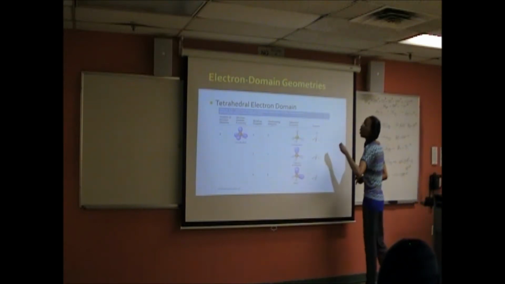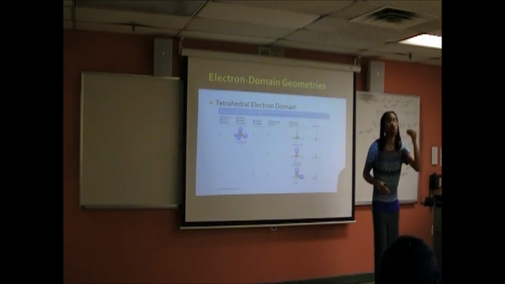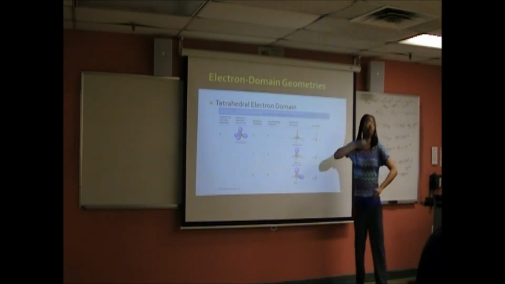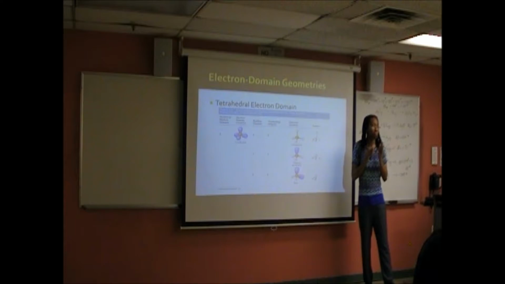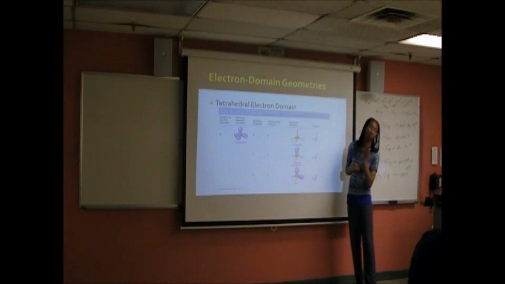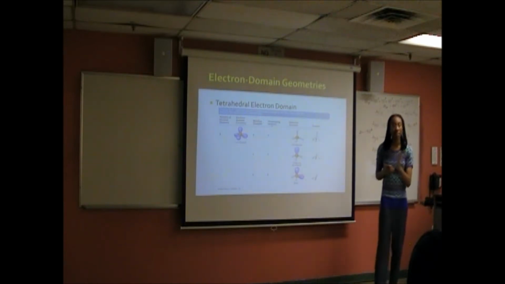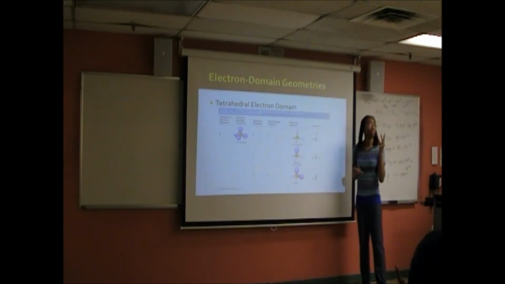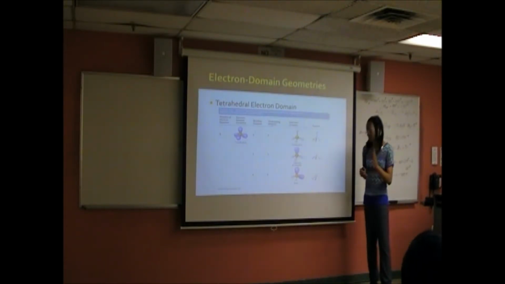Now, how are we going to distinguish between bent from the tetrahedral family versus bent from the trigonal planar family? How are we going to tell the difference? The number of lone pairs. Your trigonal planar family has one lone pair with a bond angle of 120. Bent in your tetrahedral family has two lone pairs with a bond angle of 104.5.